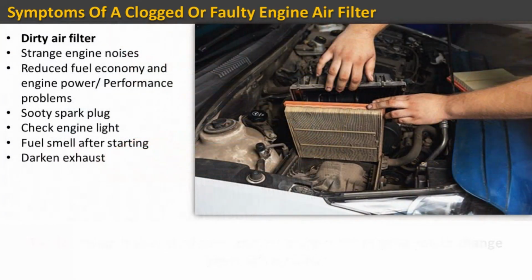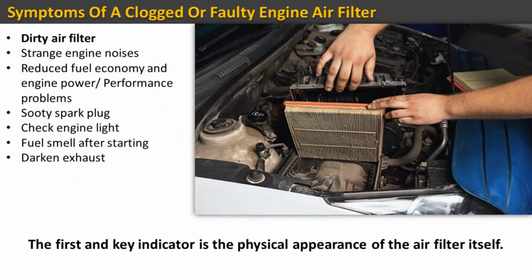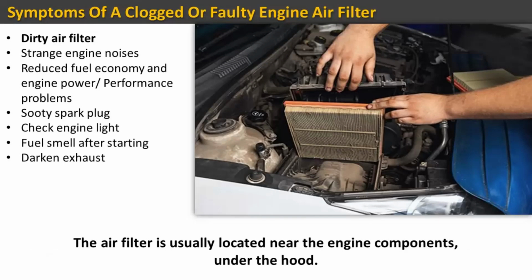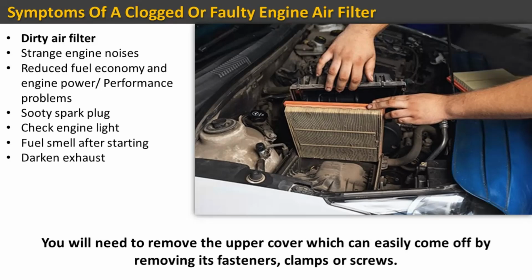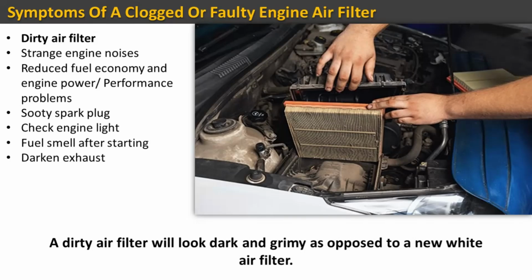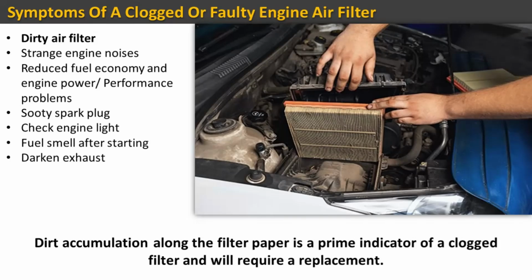Dirty air filter. The first and key indicator is the physical appearance of the air filter itself. The air filter is usually located near the engine components, under the hood. You will need to remove the upper cover, which can easily come off by removing its fasteners, clamps, or screws. A dirty air filter will look dark and grimy as opposed to a new white air filter. Dirt accumulation along the filter paper is a prime indicator of a clogged filter and will require a replacement.